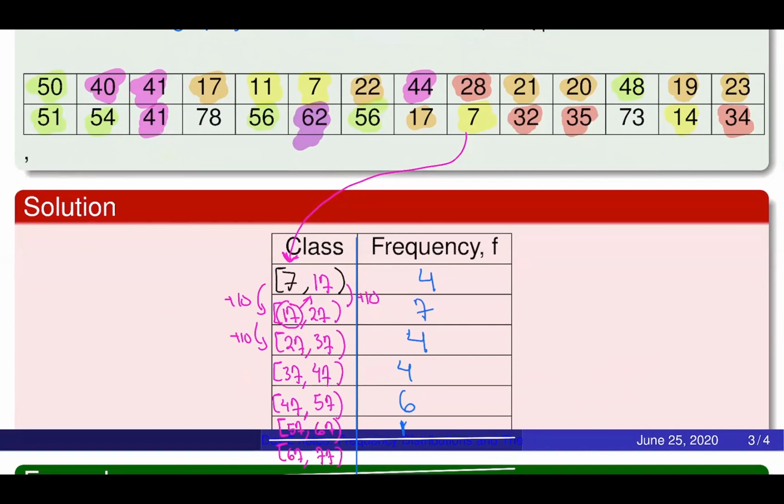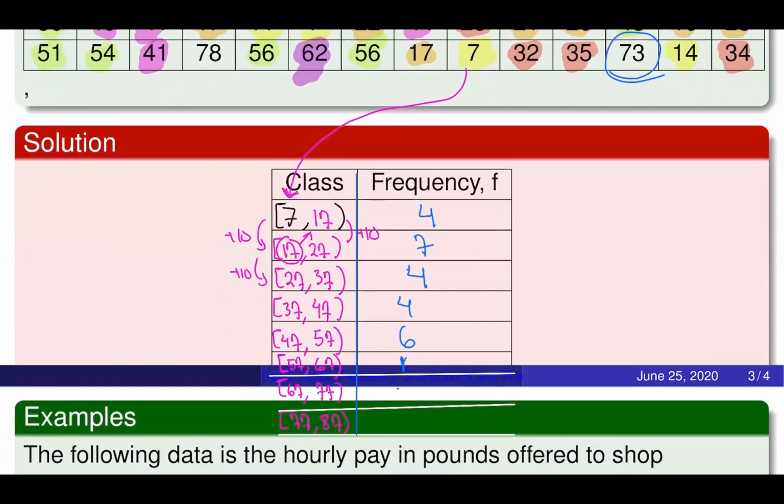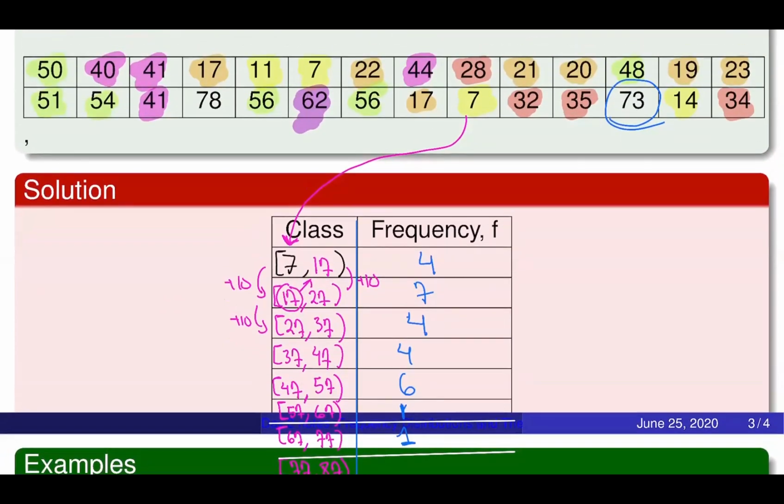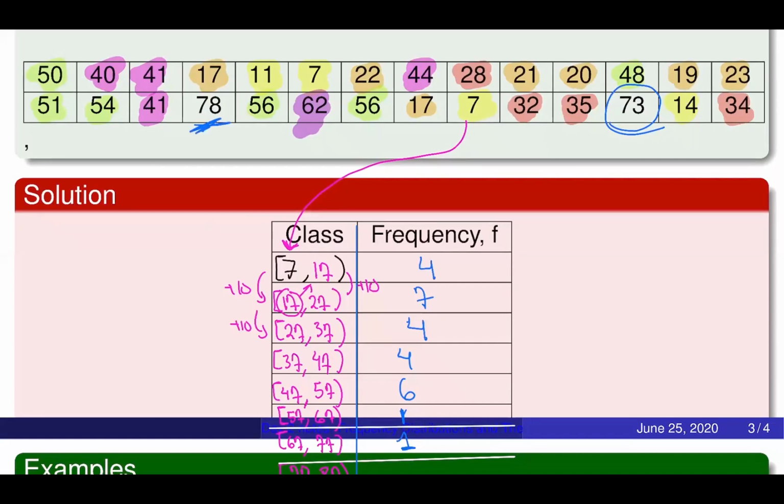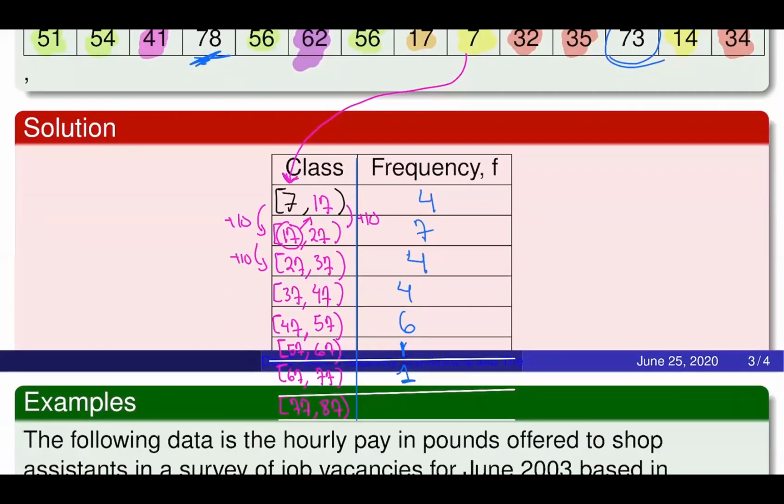So then what we want to do is look from 67 to 77. So 67 to 77 is actually just this one, the 73. So we put 1 again. And lastly, we have 77 to 87. So 77 to 87 is just the 78. So that means we put 1 right here. All right. And that's how we do the frequency table.